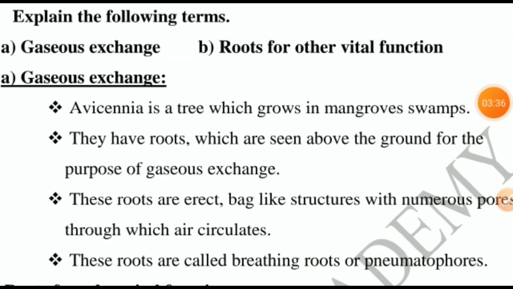Explain the following: gaseous exchange, roots for other vital functions. Gaseous exchange. Avicennia is a tree which grows in mangrove swamps. Where does it grow? It grows in mangrove swamps. They have roots which are seen above the ground for the purpose of gaseous exchange.